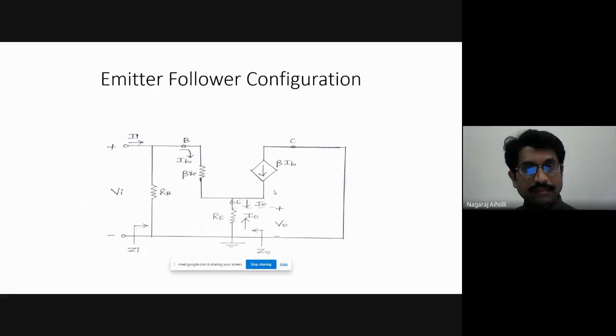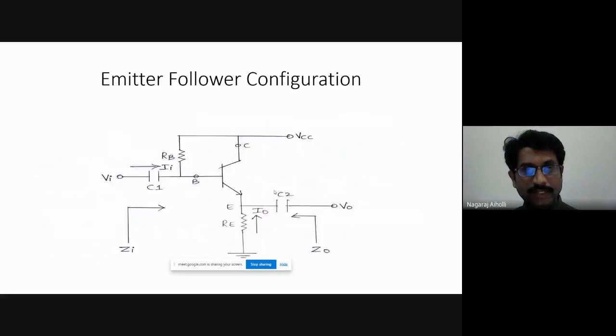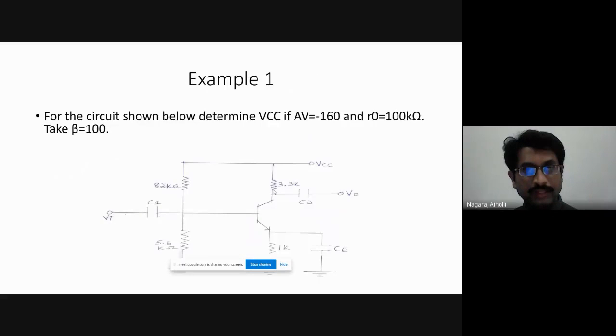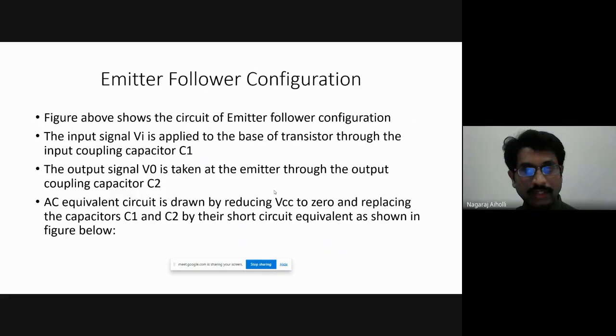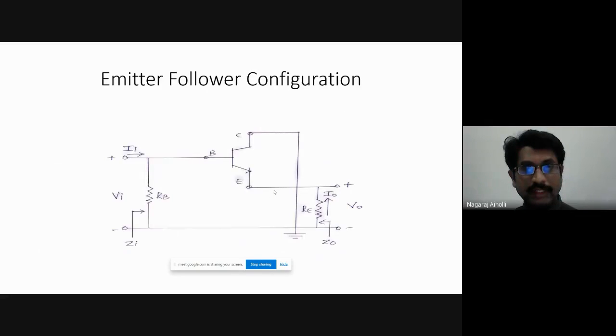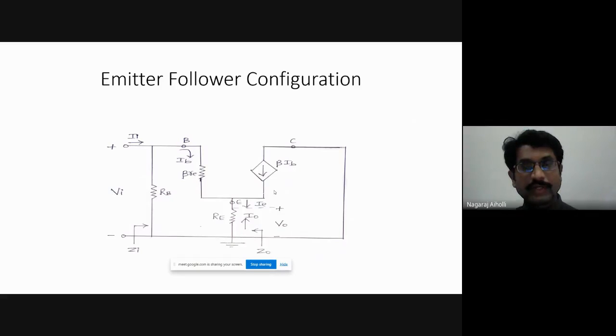In today's class, we discussed an example on voltage divider bias circuit, and then we have discussed what is emitter follower configuration. Why is it called emitter follower configuration? Because the output voltage at emitter follows the input voltage at the base, hence it is called emitter follower configuration. And we have drawn the short AC equivalent circuit and then the re equivalent circuit for the emitter follower configuration. Any doubts? Any questions?